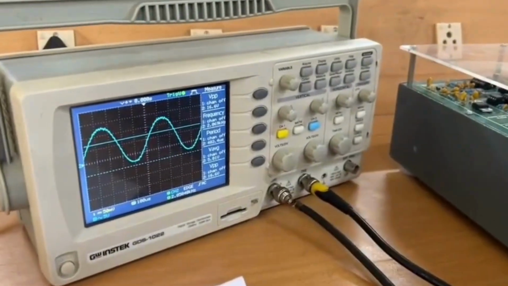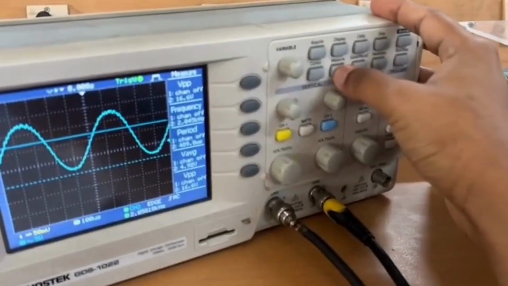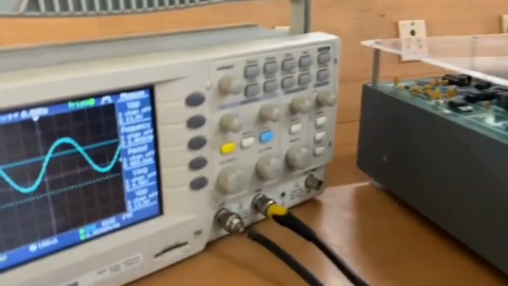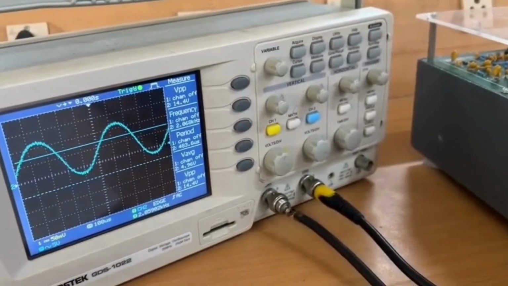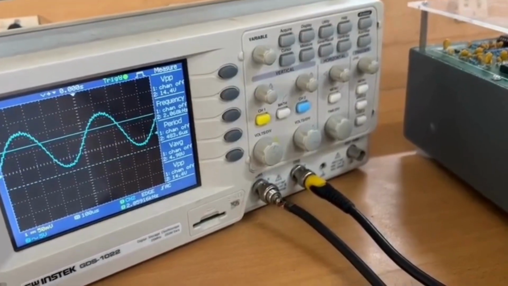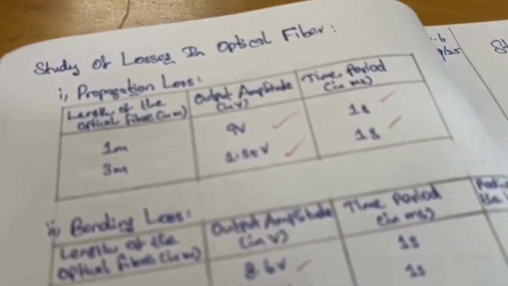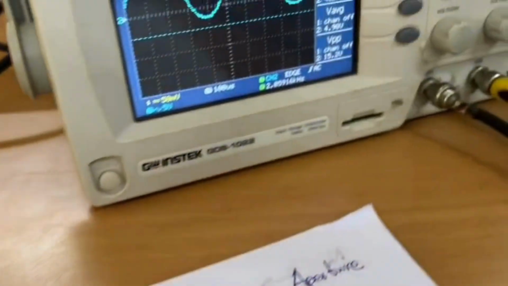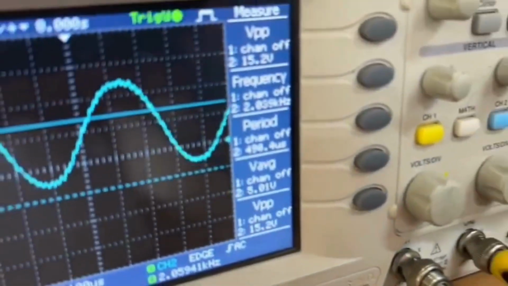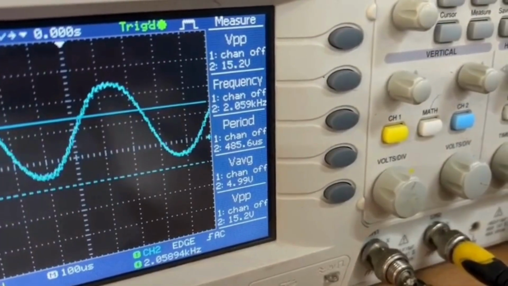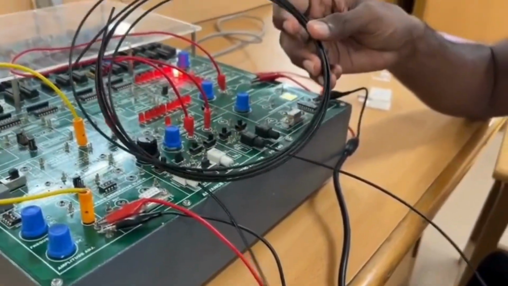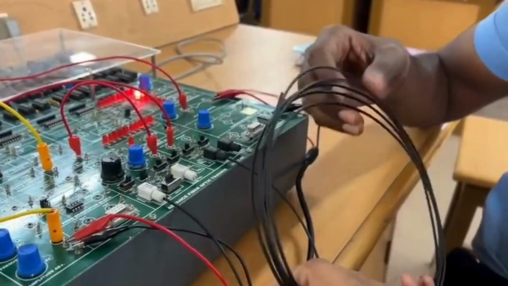After getting the sine wave, click measure. While taking the output, make sure the wire is straight and there is no bend in the wire, and the frequency will be constant. So take only the amplitude, that is 14.4 volt, and take a note of it. That is the output amplitude, and the time period in this case is almost 500 microseconds. Now remove this fiber optic cable and repeat the same for the 3 meter cable.